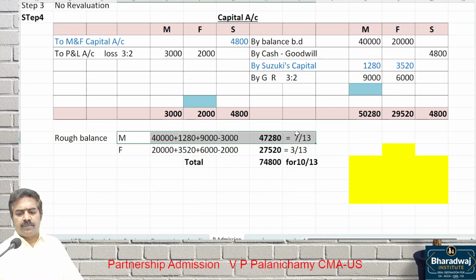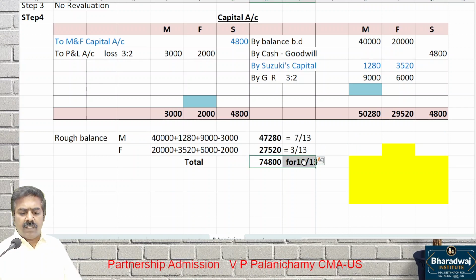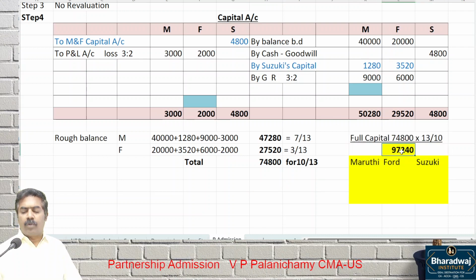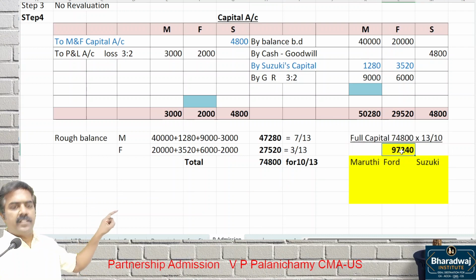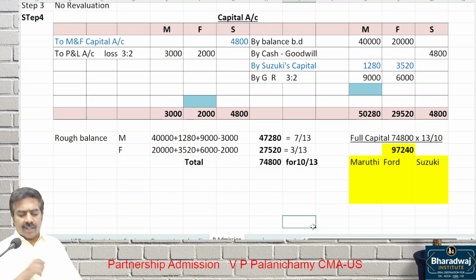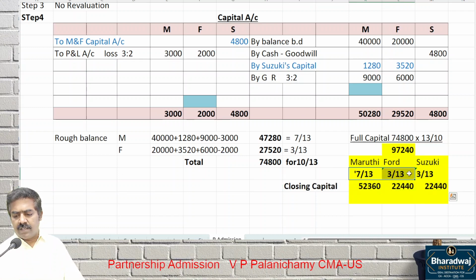Maruti and Ford rough balance we got. That is for 7 by 13, 3 by 13, 74,800 is for what? 10 by 13. Full capital would have been how much? 97,240. That should be contributed by the partners in the new ratio. This is the closing capital required.